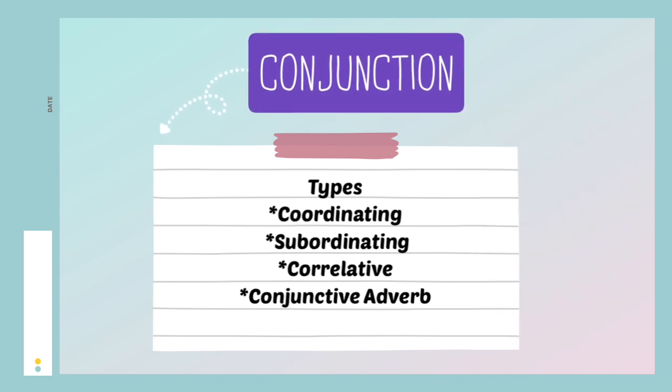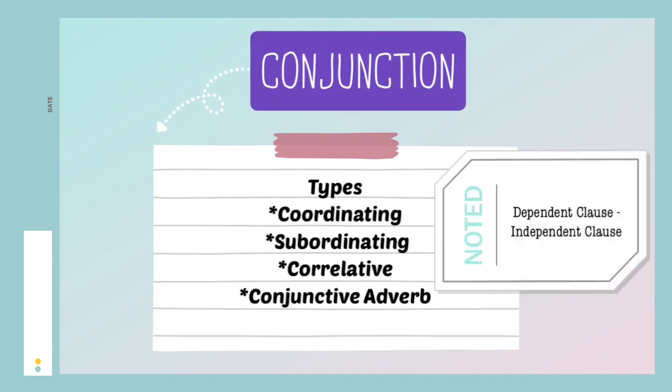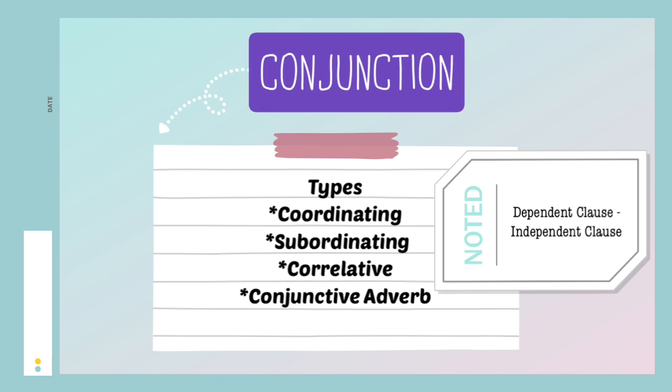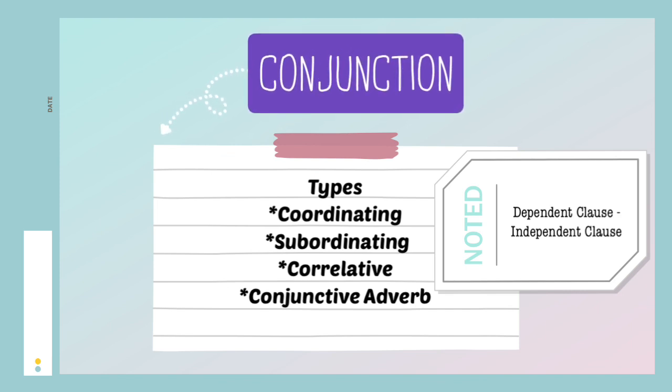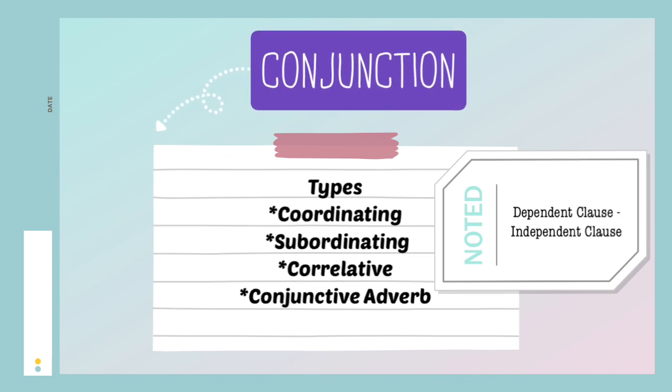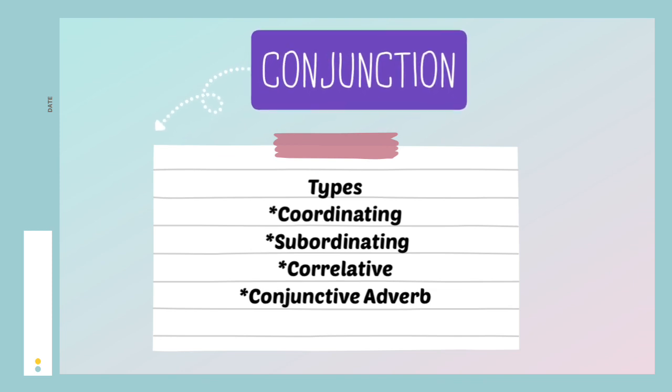Next, we have subordinating conjunction. It introduces a dependent or subordinate clause to an independent or main clause. Simply, it connects a dependent to an independent clause. The examples of it are because, as long as, though, and so on and so forth.